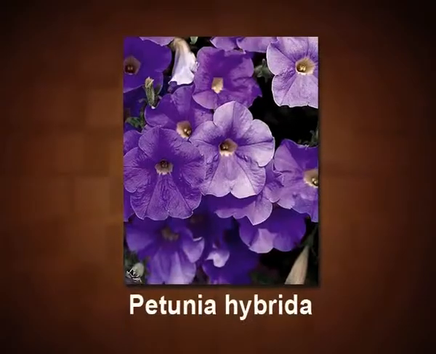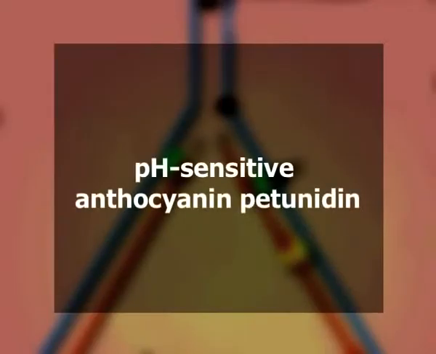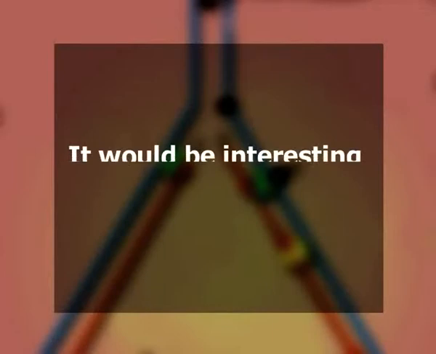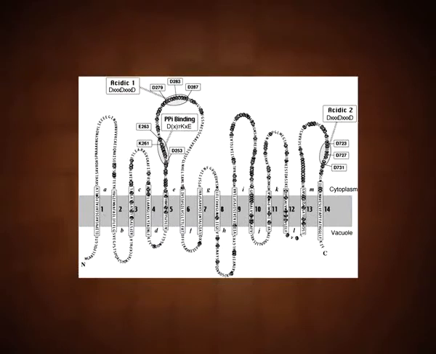In Petunia hybrida, flower petal vacuoles contain the pH-sensitive anthocyanin petunidin, which can exist in either a red or blue form, depending on whether the pH is acidic or alkaline. Four complementary genes have been identified which have a bluing effect on flower color when they are homozygous recessive. It would be interesting to know whether the genes encode subunits of the vacuolar ATPase or PPase and whether they are specifically expressed in flowers.